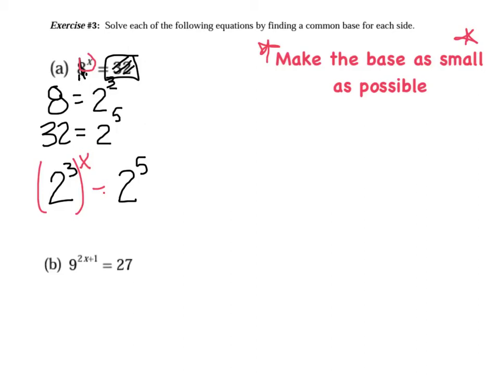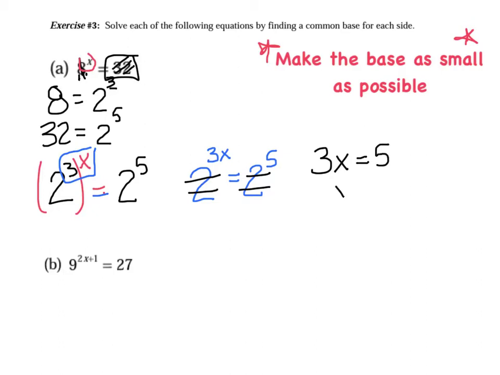I'm going to go one more step here. I'm going to say this is really 2 to the what power? Power to a power says multiply. That's 2 to the 3x equals 2 to the 5th. Okay, we've got our common bases so we can clear them, and we're setting the exponents equal. 3x equals 5, therefore x equals 5/3.